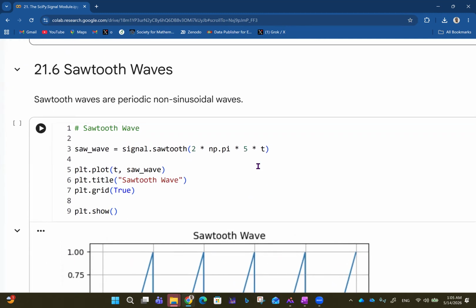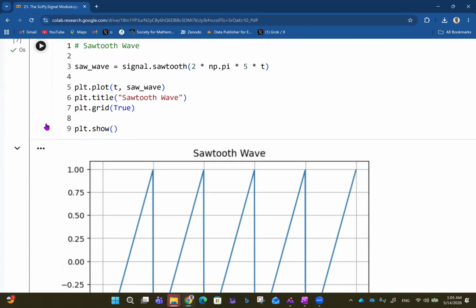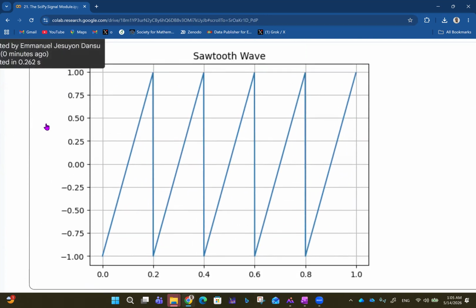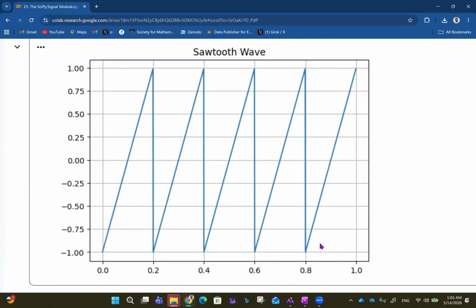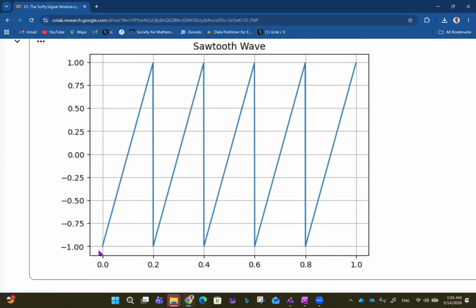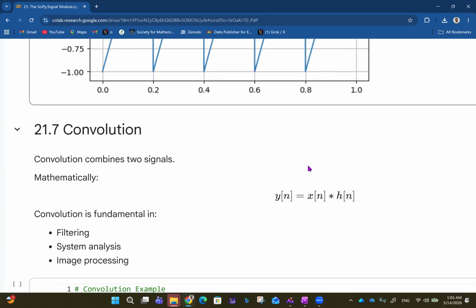Sawtooth waves are periodic non-sinusoidal waves. So what you need to do for that is take the saw wave signal, or sawtooth, of the same signal, 2 pi ft, 2 pi 5t. If you run that, you get the edge of a saw, like that. So it is non-sinusoidal, right? But it is periodic, so it keeps going up and down like that. It comes down, goes up, and follows the same pattern.